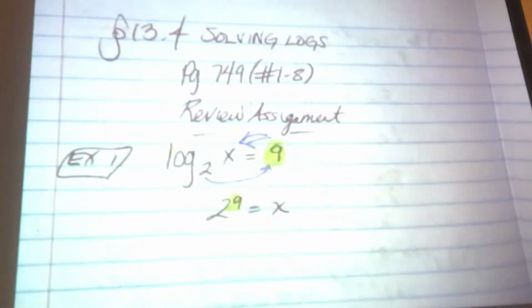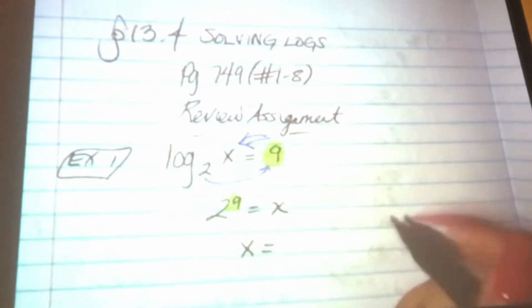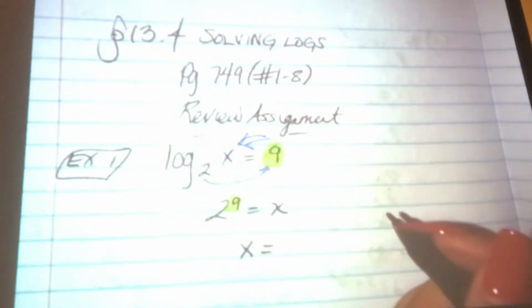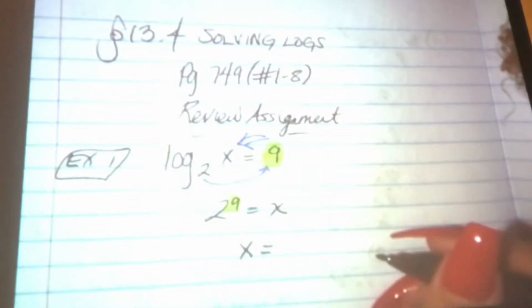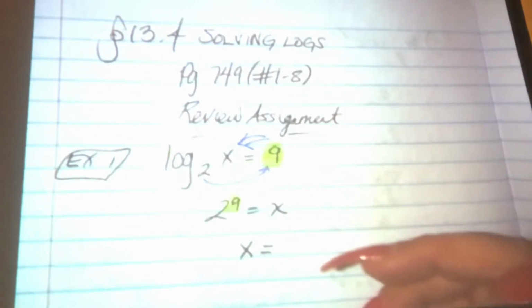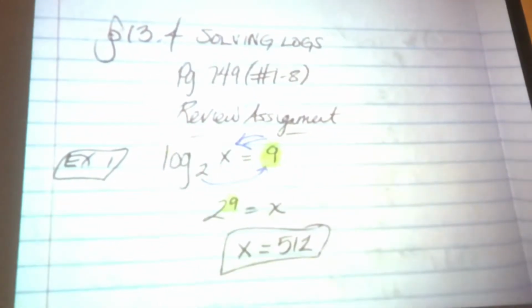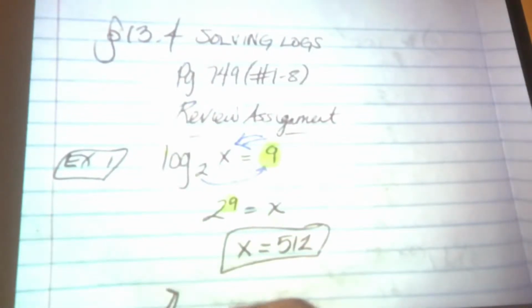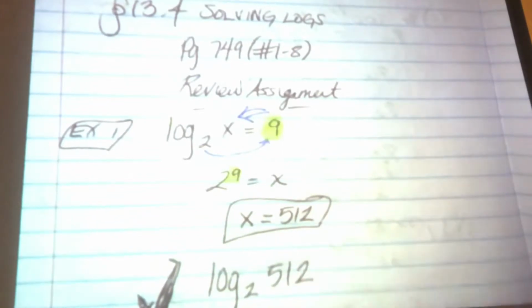And now just on your calculator, what is 2 to the 9th? Why are you staring at me? You should have your calculator up. What is this here? 512. If you ever want to check your answer, which is going to be smart, you just found that x is 512, so log base 2 of 512.